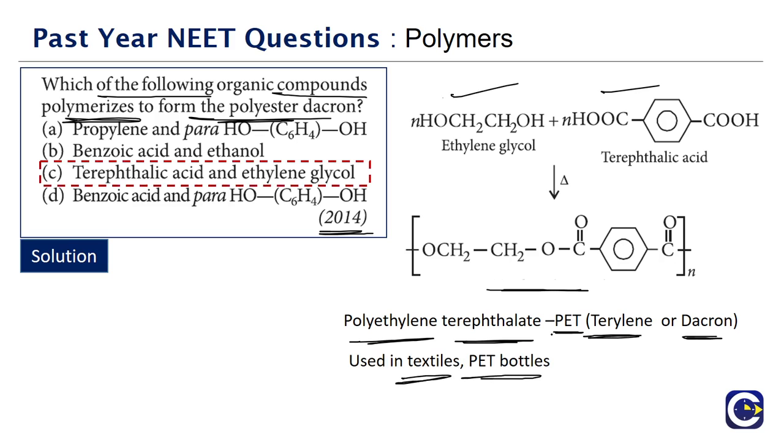So Dacron is prepared from where? It is prepared from terephthalic acid and ethylene glycol. Option C is the right answer. So you can see the Dacron, right? Why are we calling it a polyester? Because you have alcohol and acid. When they undergo polymerization, they form what? Ester. It's a polyester.